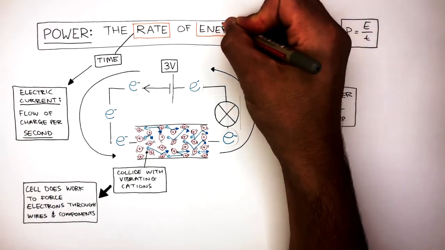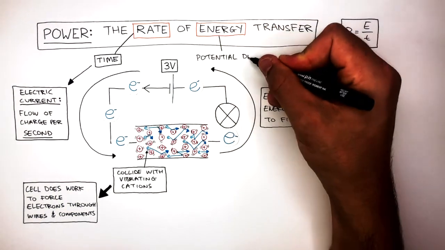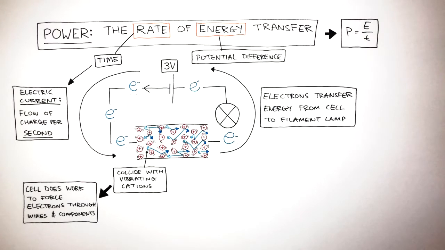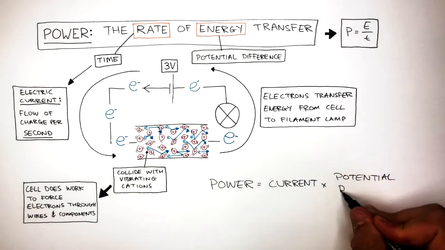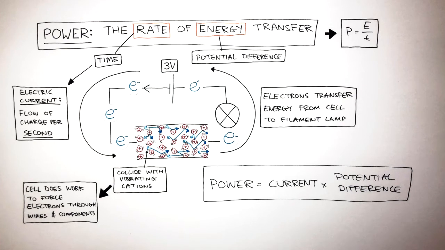And then energy is controlled by the potential difference, as potential difference is how much energy each coulomb of charge has. We can use this understanding to calculate electrical power, where power equals current times potential difference. So electrical power can be summarized as how much energy each coulomb of charge transfers per second.